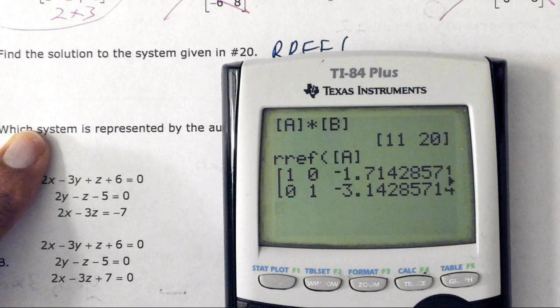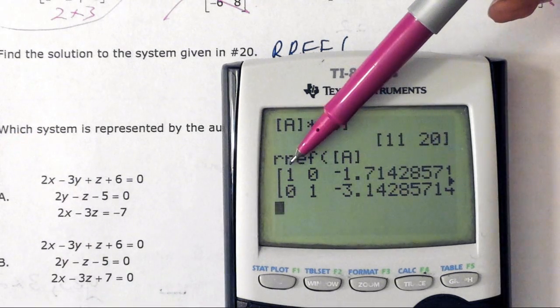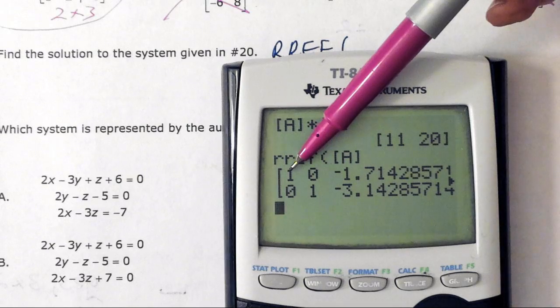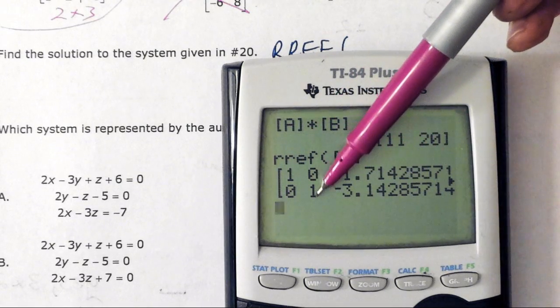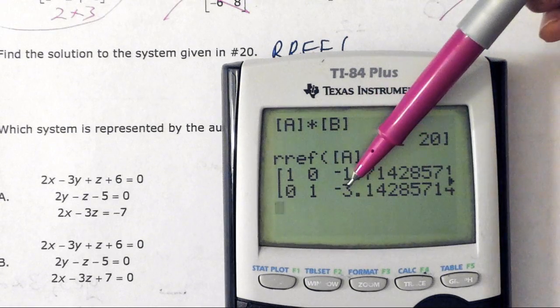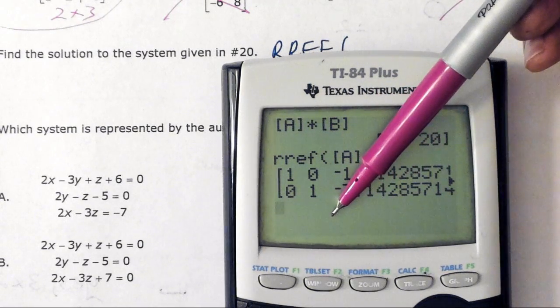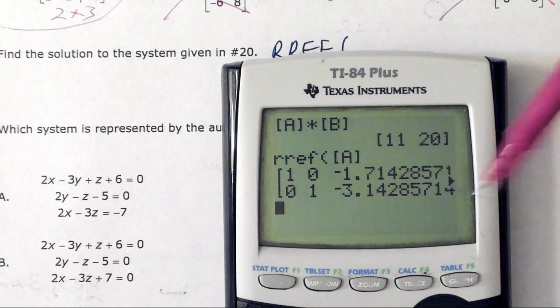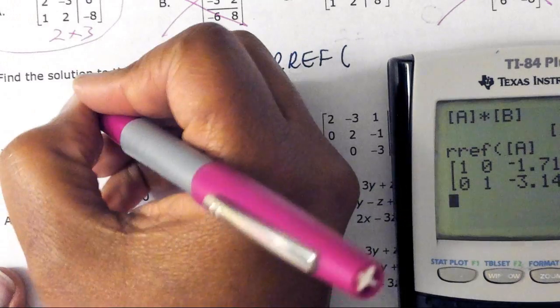What we see is our answer. The first answer where you see 1, that means X. This is my X answer. The second place where you see 1, that is your Y answer. And if this was a Z, you would see a third 1 down here, and that would be your Z answer. So let's write our answers down.